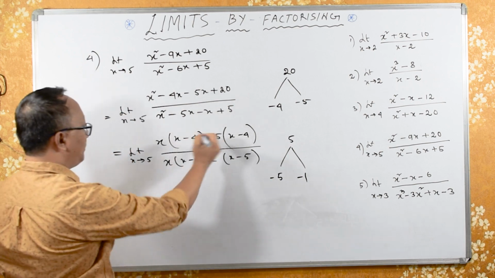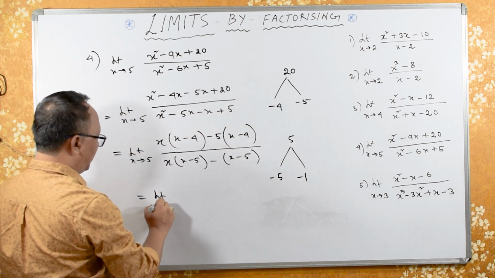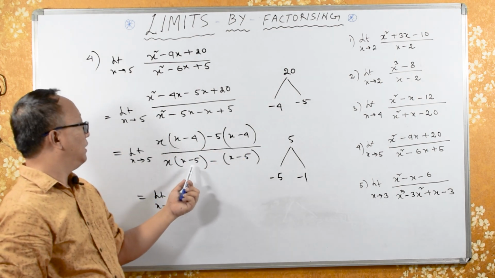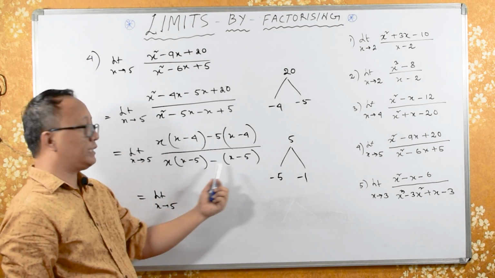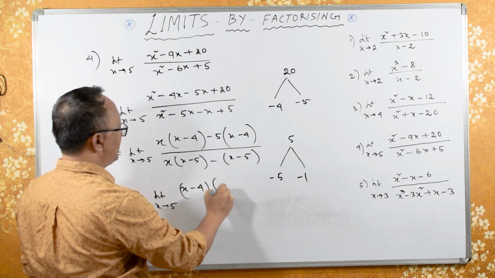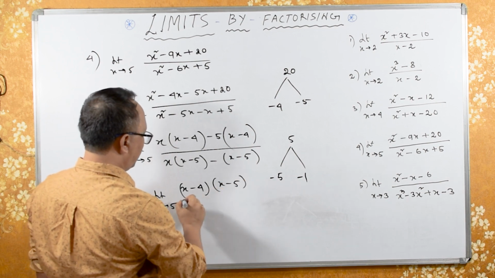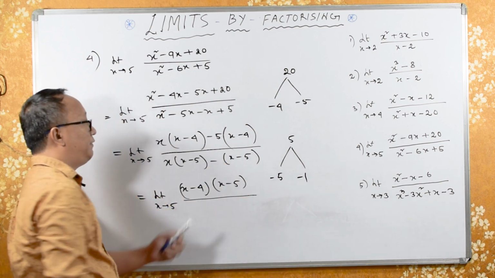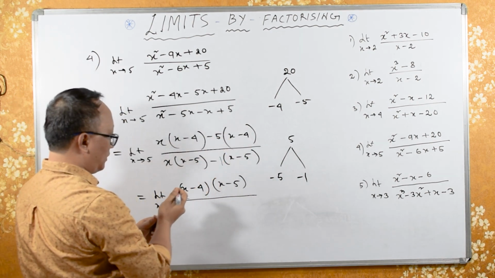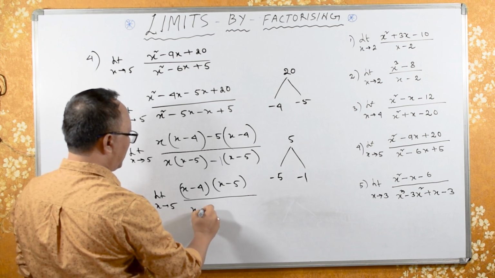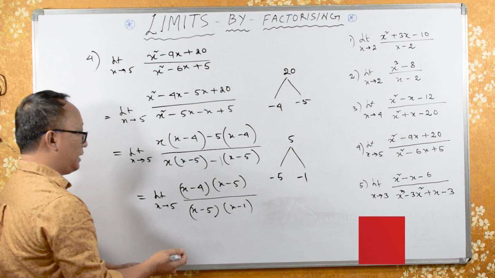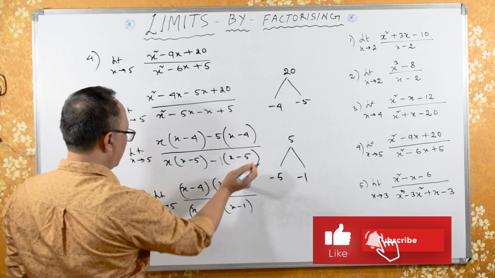Similarly, we can take common over here. We can take x minus 4 common. Similarly in the denominator also I can take x minus 5 common. Here if I take x minus 4 common, what I have is x minus 5. Similarly, if there is nothing, we can write 1 over here. Minus 1. Therefore it is the same as x minus 5 into x minus 1. Okay, x minus 5 gets cancelled.